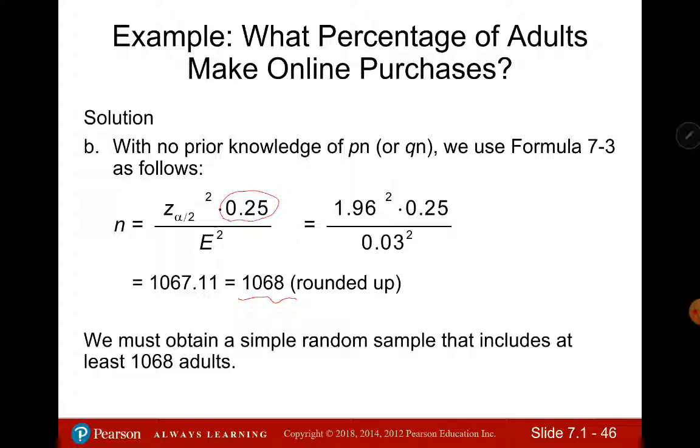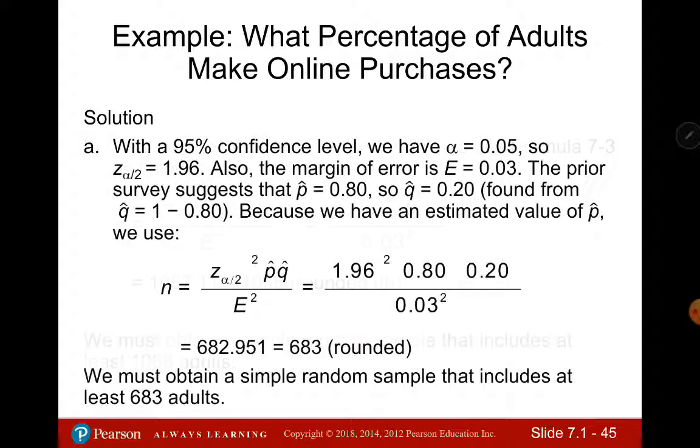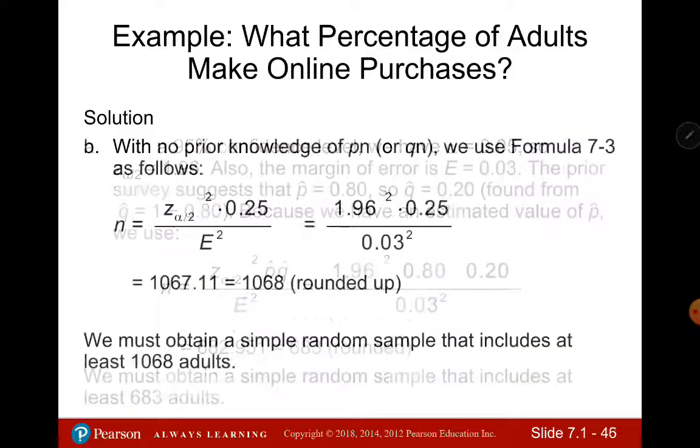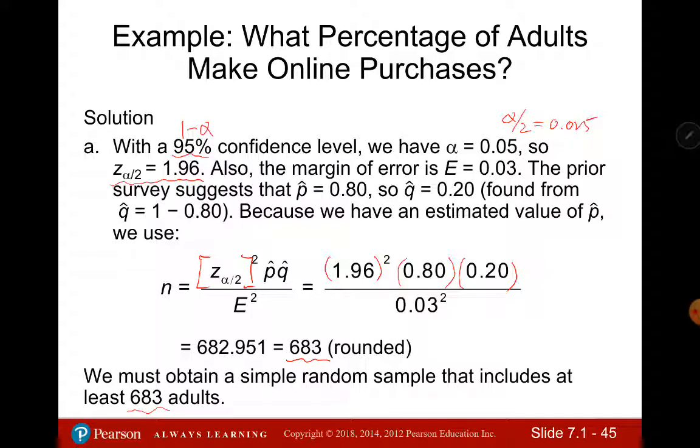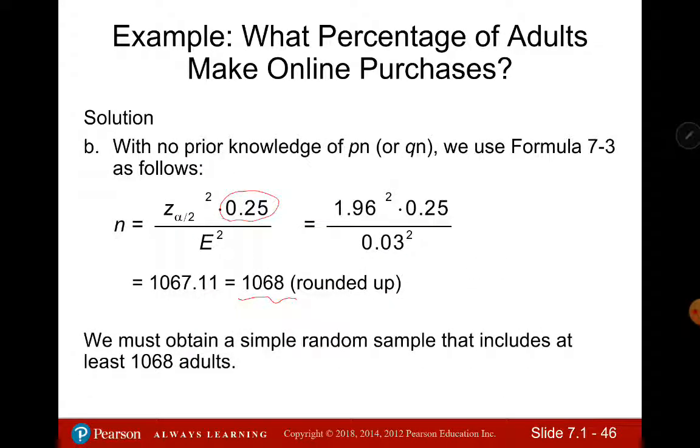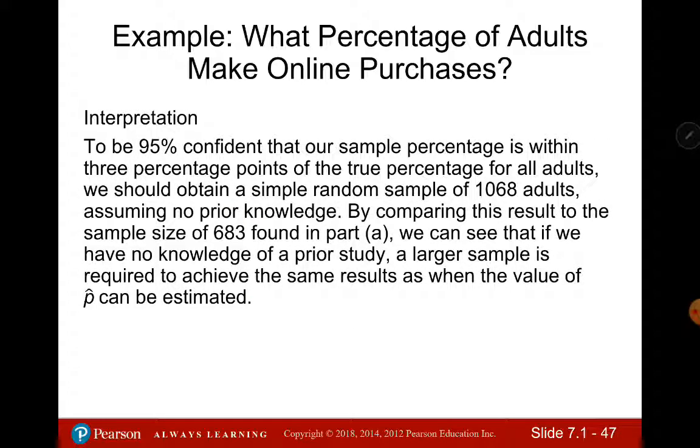Then we compare the results from part A and part B. So we know part B needs to collect more people to do the survey. So that means more information is good, right? Because in part A, we have information about p-hat. In part B, we do not have information of p-hat. So we need to add more people to do the survey. No knowledge means a larger sample is required.